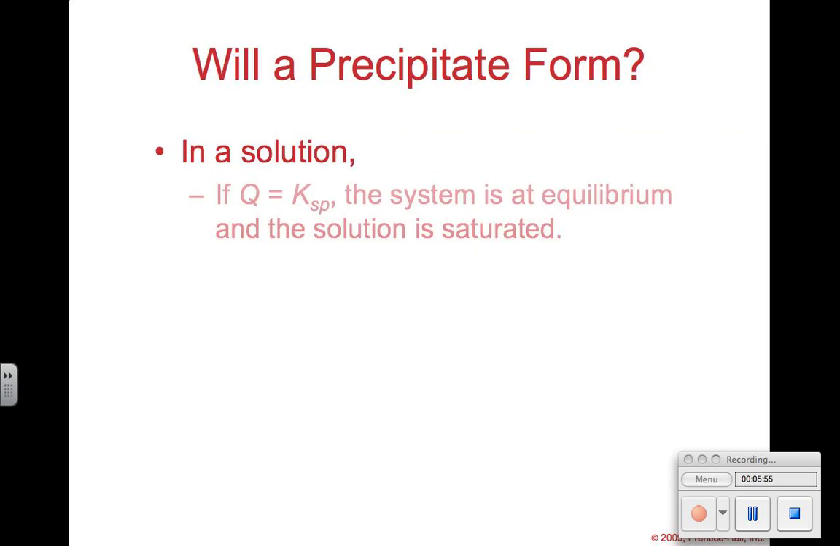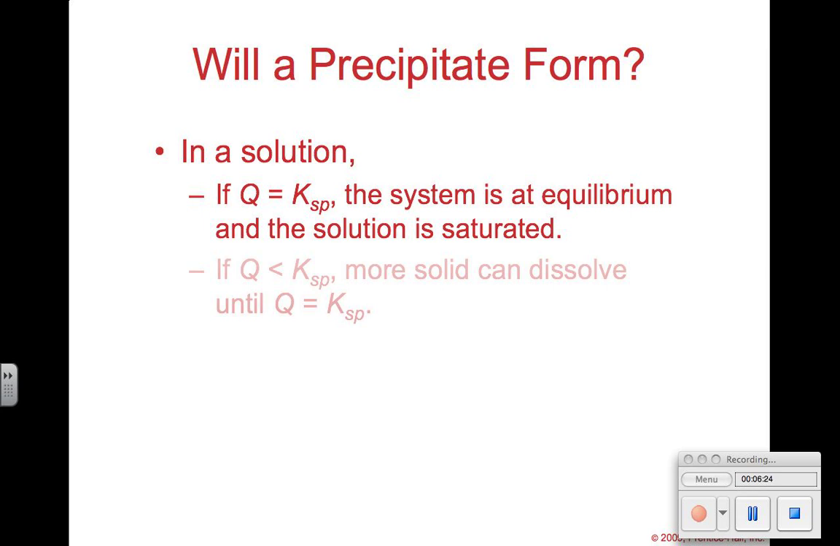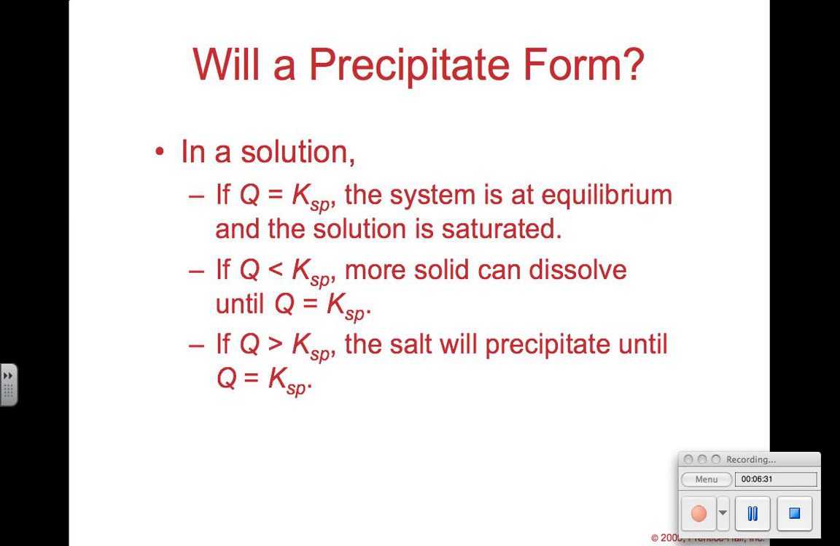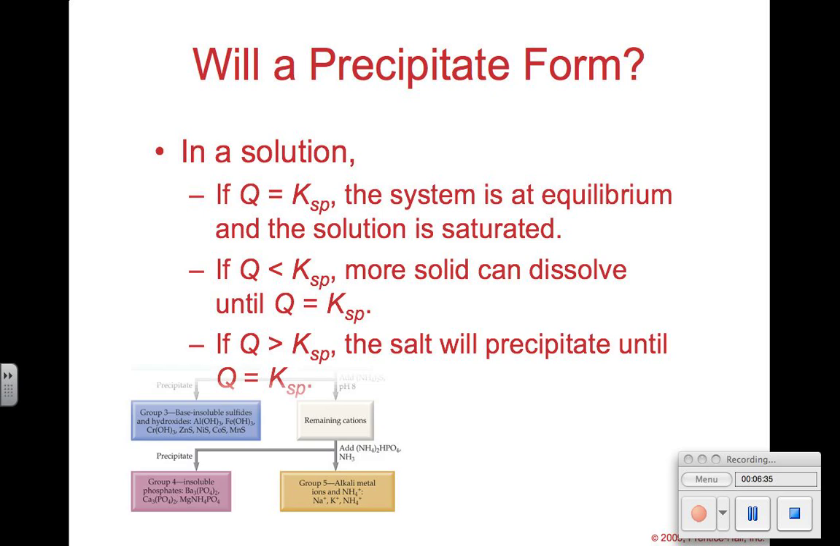All right, so one typical way that we use the Ksp is to predict whether a precipitate is going to form, whether we're going to see a solid form in a reaction and what that solid is going to be. If Q, the reaction quotient at that point related to the concentrations, is equal to Ksp, the system's at equilibrium and the solution is saturated. You can't dissolve any more. If Q is less than Ksp, you can dissolve more until you get to Q equals Ksp. And if Q is greater than Ksp, then you're going to have a precipitate form. Some type of solid's going to form.